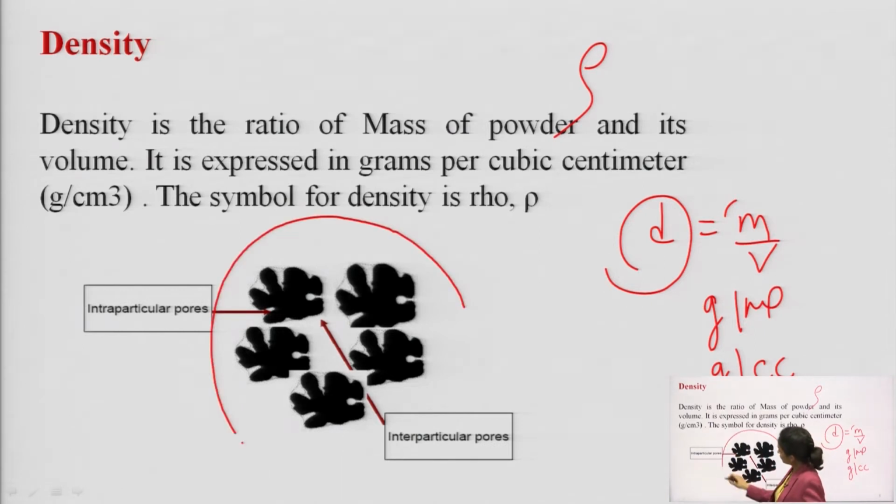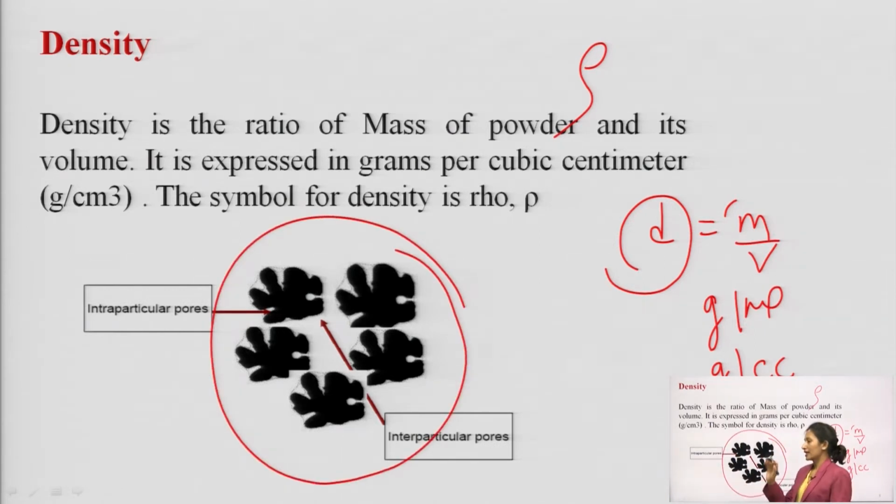As you see in this picture, these are asymmetrical particles, because we know most pharmaceutical powders are asymmetric in shape, not a perfect sphere. The space within the particle is known as the intraparticle space. Intra means within, inter means in between two. So these spaces are known as intraparticle space, and this space is known as the interparticle space.